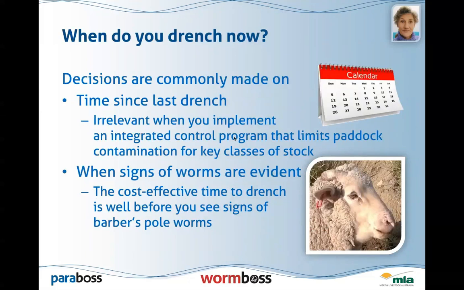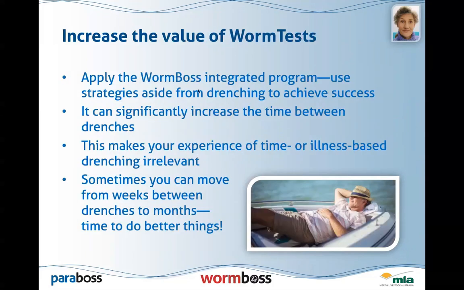Of course, you might also be drenching when you start to see the signs, such as scouring or weight loss or anemia. Remember, if you're doing that, production loss has already started, and the cost of those losses is already much greater than had you drenched earlier based on worm egg counts. Now, I'll just say that worm tests have a lower value to you if all you do is rely on drenching. Once you start to apply the other strategies to control worms, the value of those worm tests increase considerably.